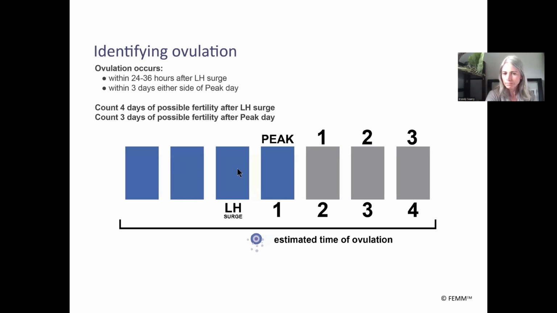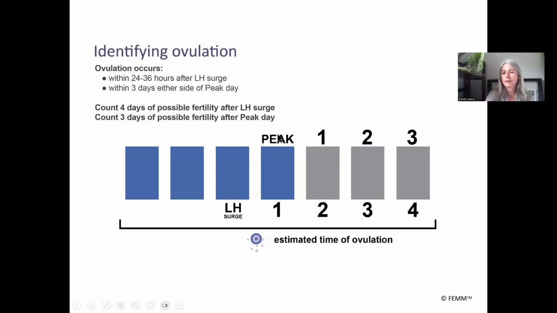So anyways, ovulation occurs within 24 to 36 hours after your LH surge, or within 3 days of your peak day, your peak day being the last day of fertile quality cervical fluid. So let's just talk peak day first. If you're just tracking your cervical fluid and you wake up this morning and yesterday was your last day of fertile quality cervical fluid, when you graph your results at the end of this day and you did not have any fertile quality cervical secretions on this day, you will mark the previous day as your peak day.